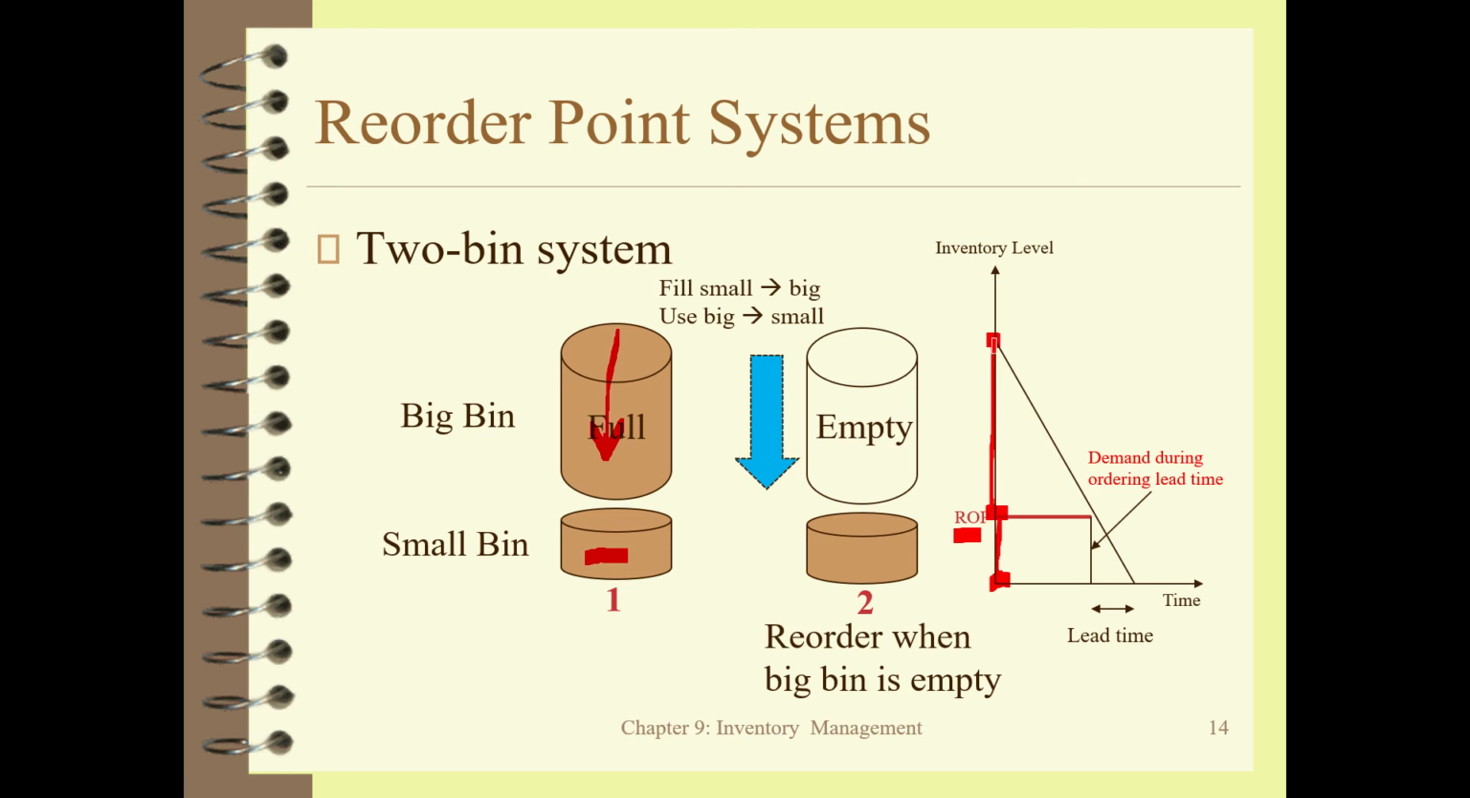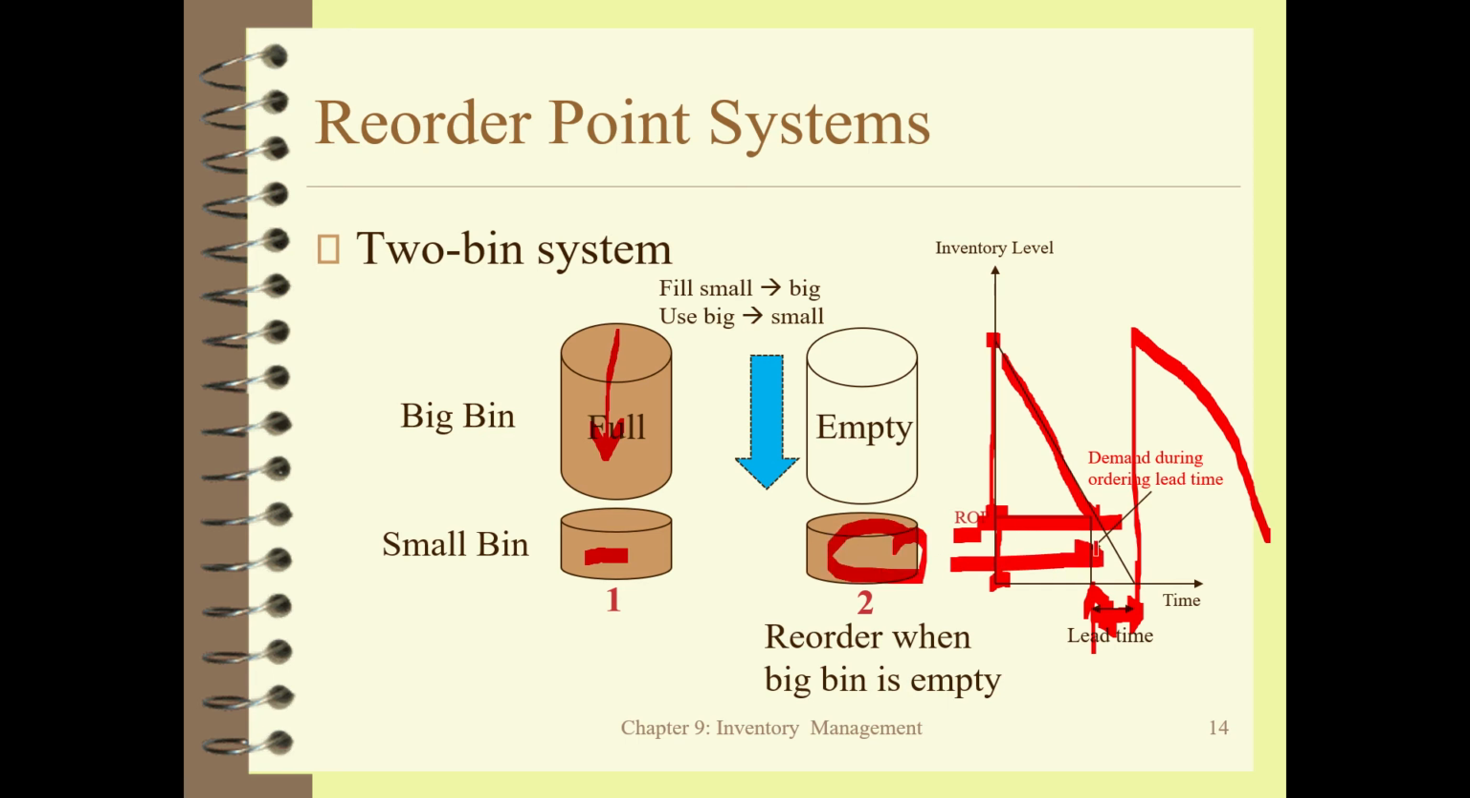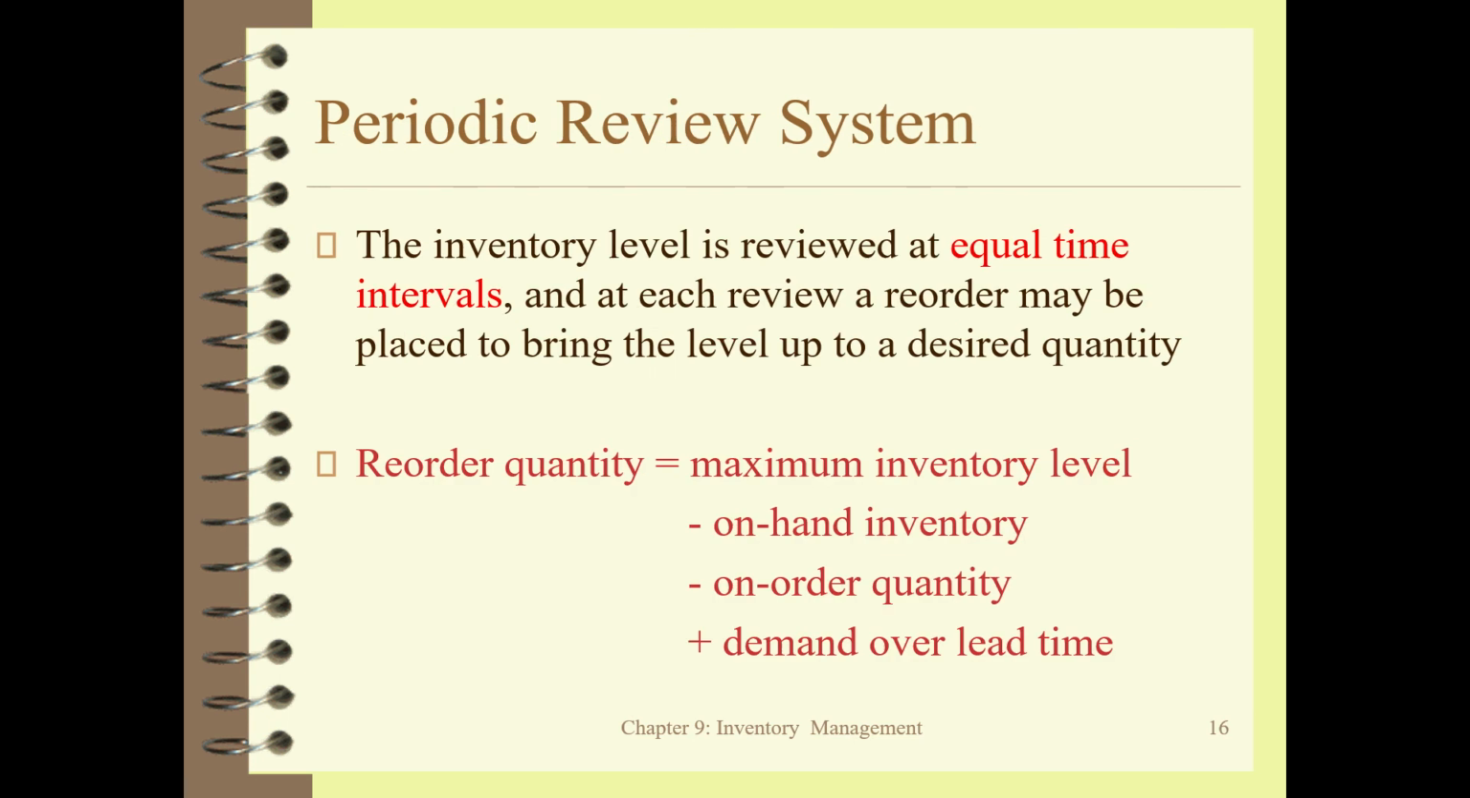Then we use the big bin first, and whenever the big bin is empty, we place the order here. Because we know there will be some lead time, we need to wait until then, and the inventory level will go up after the lead time comes here. The items in the small bin, we call the reorder point.